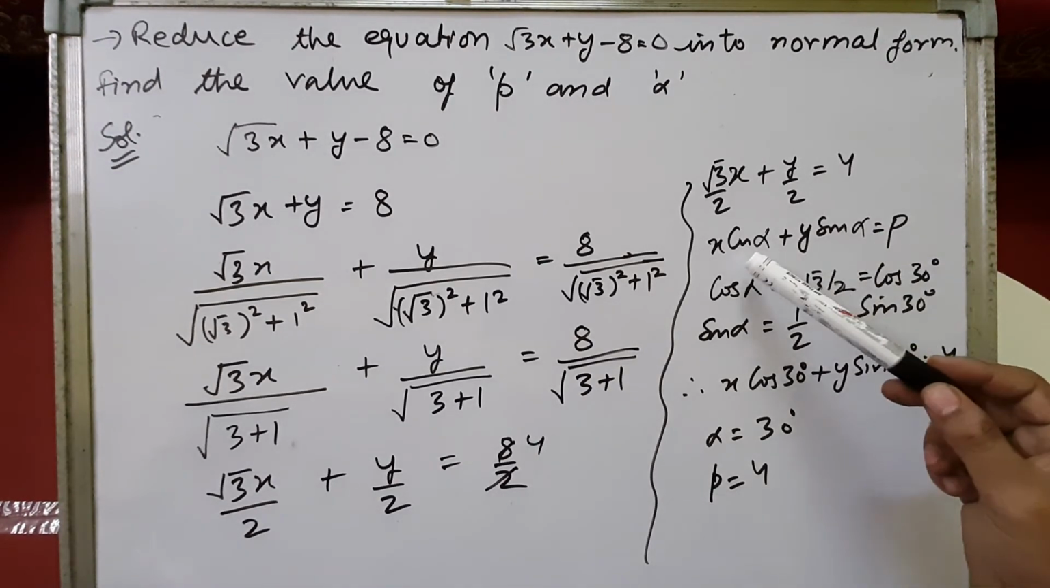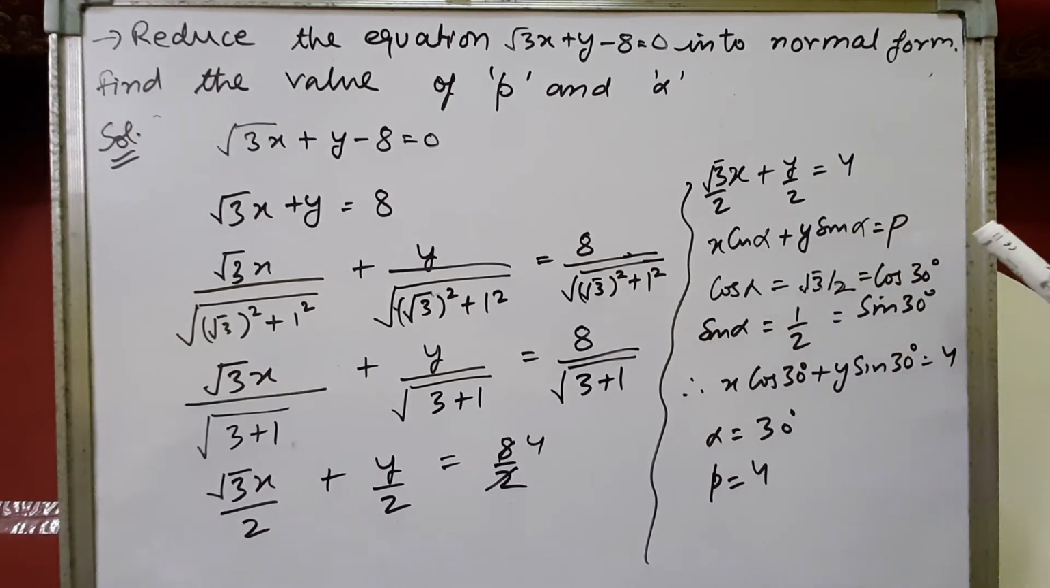When we compare this equation to the normal form, which is x cos alpha plus y sin alpha equals p, the value of cos alpha is root 3 by 2, which is cos 30 degrees, and sin alpha is 1 by 2, which is sin 30 degrees. So the equation in normal form will be x cos 30 degrees plus y sin 30 degrees equals 4, where the value of alpha is 30 degrees and the length of the perpendicular is 4. Alright children, please note down.